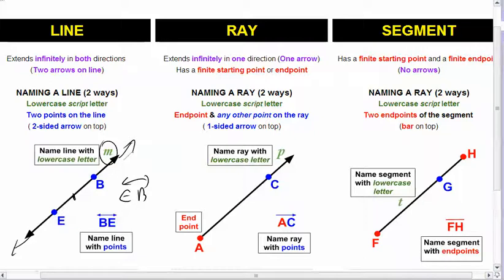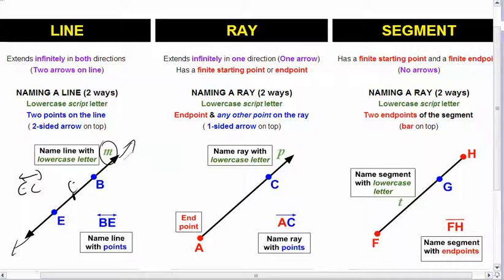In fact, if I put another letter here and I just called this point C, you could call this also line EC. You can also call this line CB, or you could call it line BC. There are many combinations here depending on the number of letters. As long as you choose two letters from that line, it indicates the entire line. So it doesn't matter which two you choose. And again, you can label it with 2 points or just with one lowercase italicized letter.